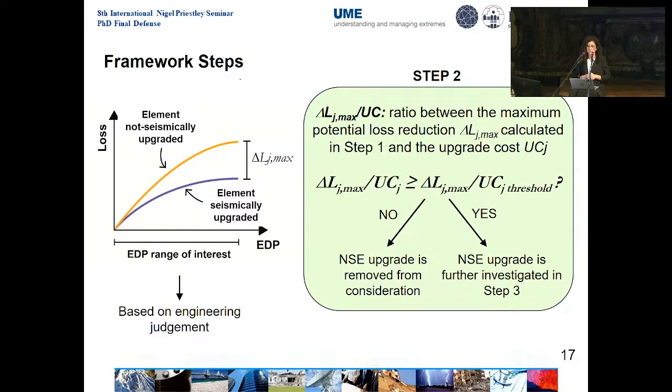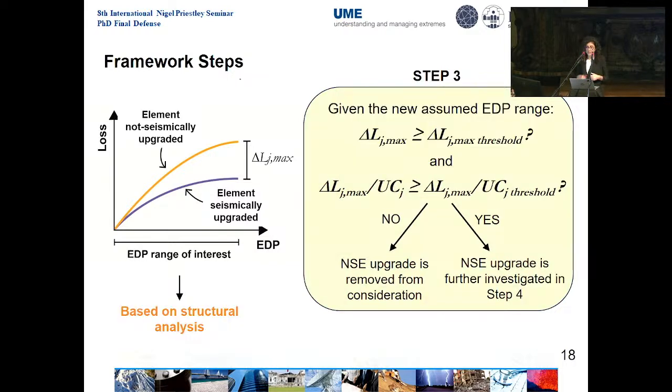Now, in step 2, again very simple, we are going to perform the filtering, and this time the parameter that we are going to use is the ratio between the maximum loss reduction calculated in step 1 and the upgrade cost. So this parameter tells us something about how much it costs to upgrade a component compared to this maximum potential benefit. So again, we assume a threshold, we compare the value that we obtain with the threshold, and only components above the threshold go to step 3.